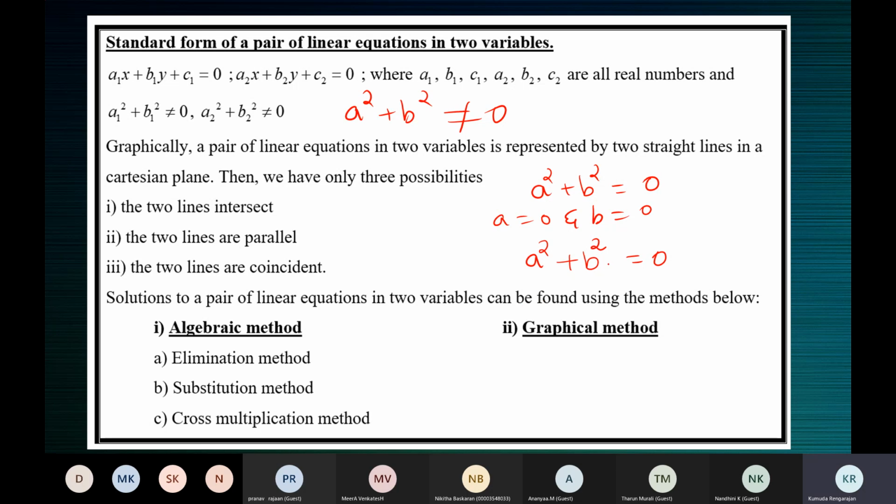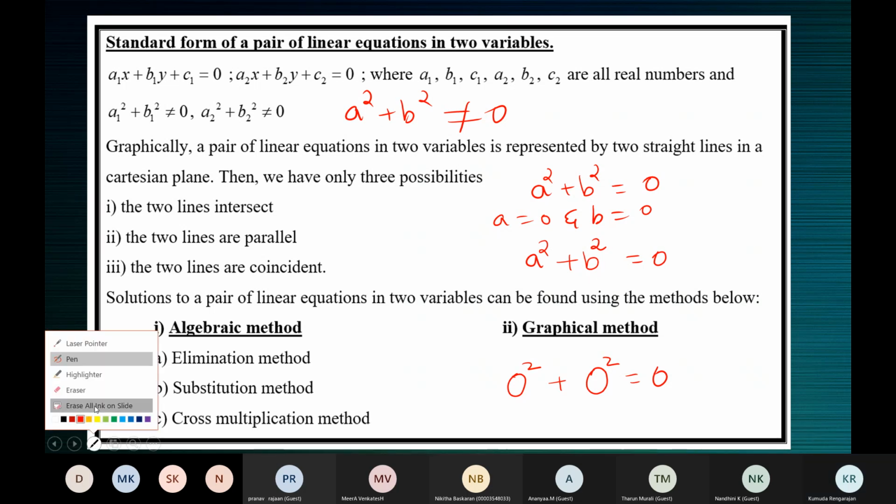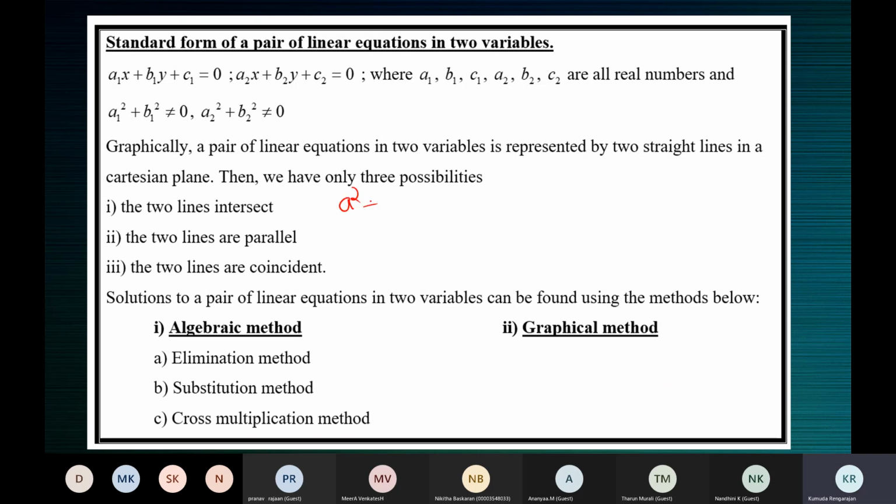If a square plus b square has to be 0, then the value of a must be 0 and the value of b also must be 0. Only then 0 square plus 0 square is 0. Let me write that. a square plus b square is equal to 0 means both a and b are 0 at the same time.